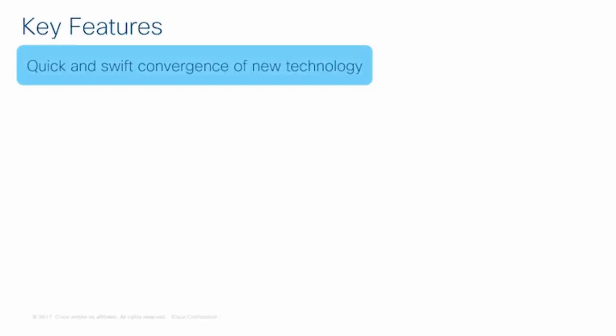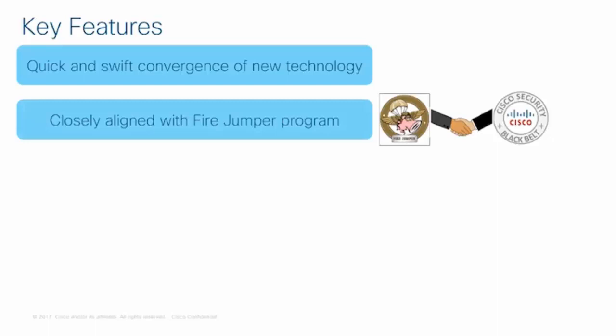The biggest challenge we've had with security solutions is that the convergence is not fast. Let's say Cisco has taken over a new technology in security, then the convergence was not there. So we are trying our best to converge all those technologies within this framework as soon as possible. It will be closely aligned with the FireJumper program, which is a program that works on enabling partners in selling security solutions.